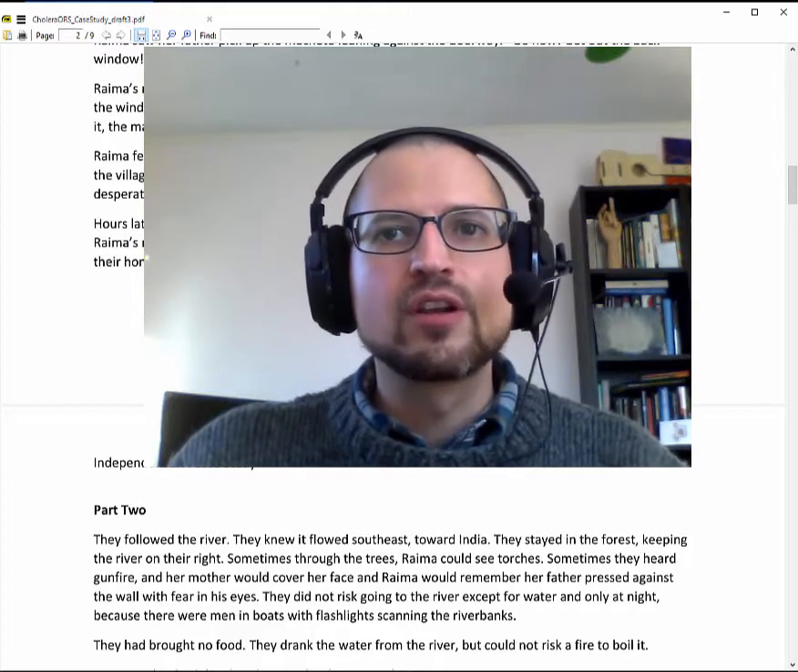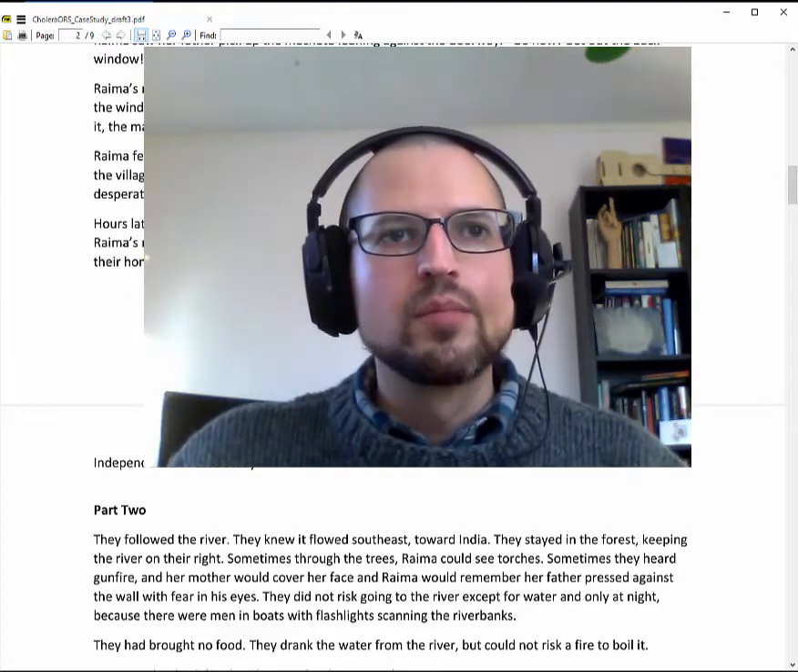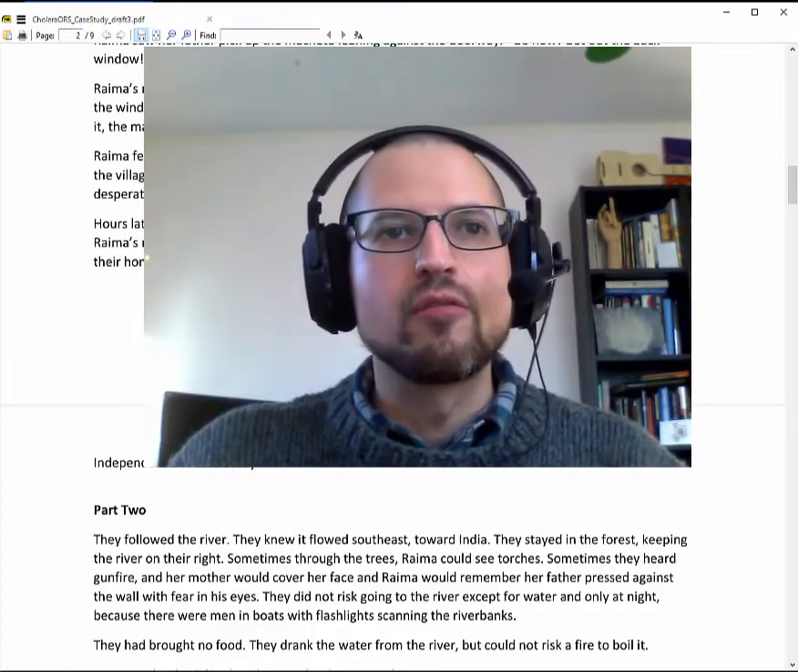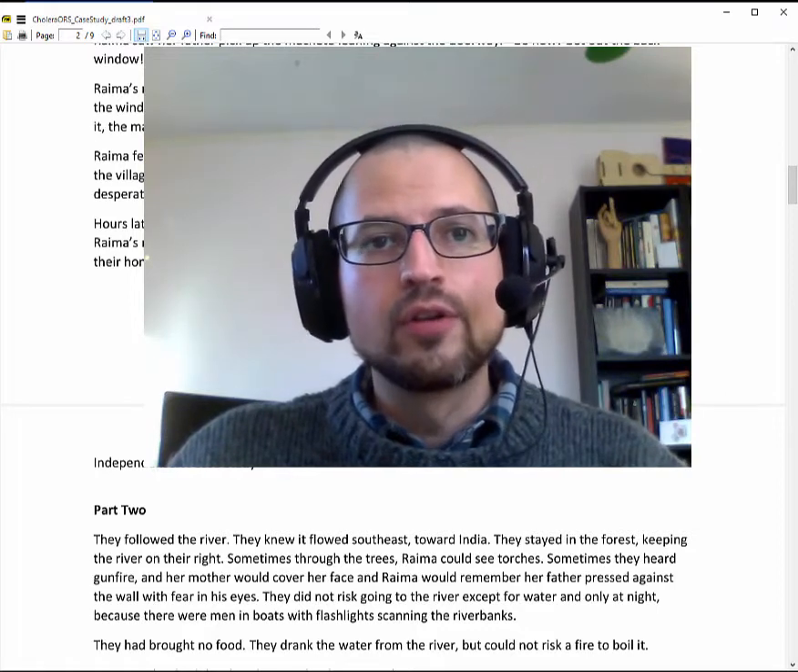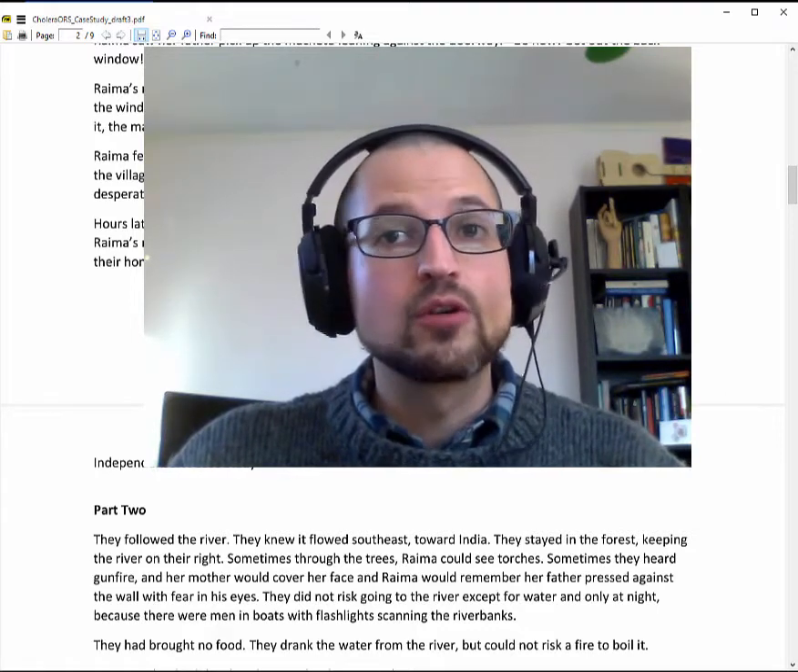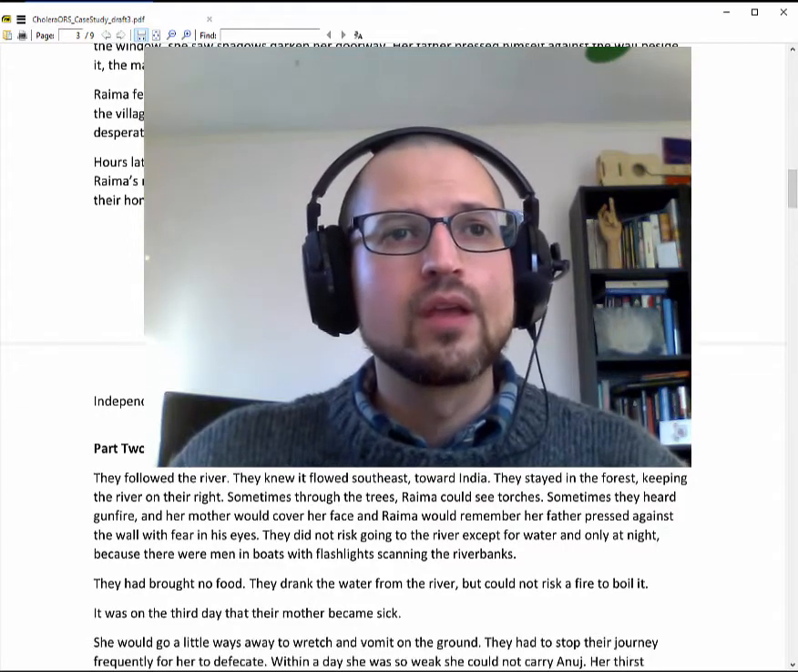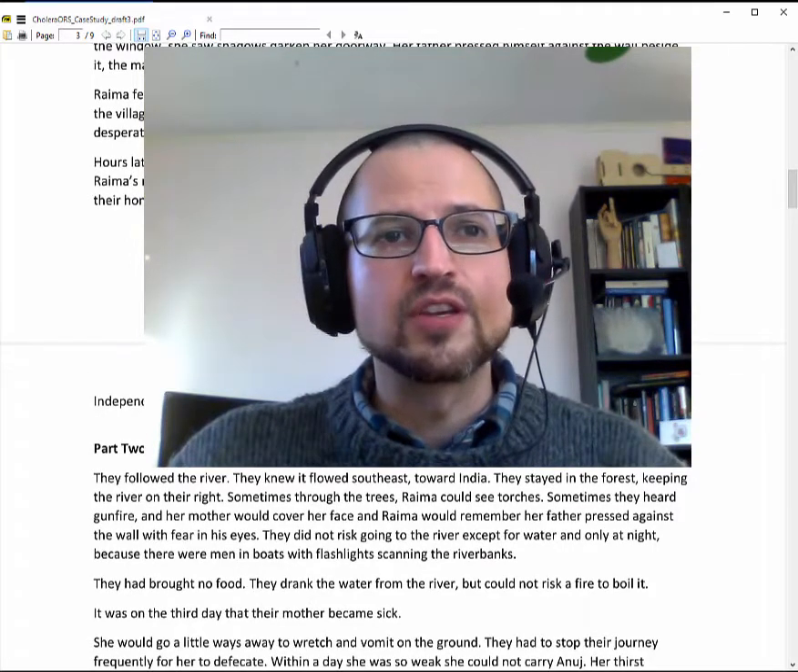They did not risk going to the river except for water, and only at night, because there were men in boats with flashlights scanning the riverbanks. They had brought no food. They drank the water from the river, but could not risk a fire to boil it. It was on the third day that their mother became sick.